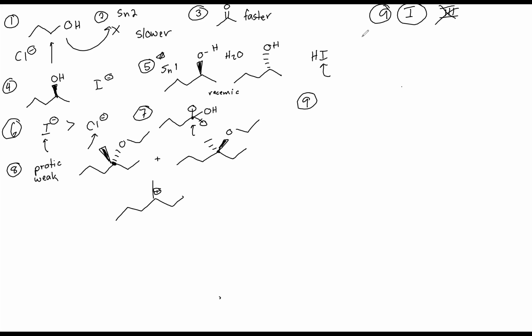Wait, so why isn't 3 one of them? Because remember, Sn2 only does inversion of stereochemistry. It does not do retention of stereochemistry, so it has to be 1 and not 3. Okay? Does that answer your question? Yeah, thank you. Okay, awesome. So now 10 is using H2O instead of OH. So that means it's Sn2 because of the OH, right? Yes, because OH negative is a strong nucleophile.